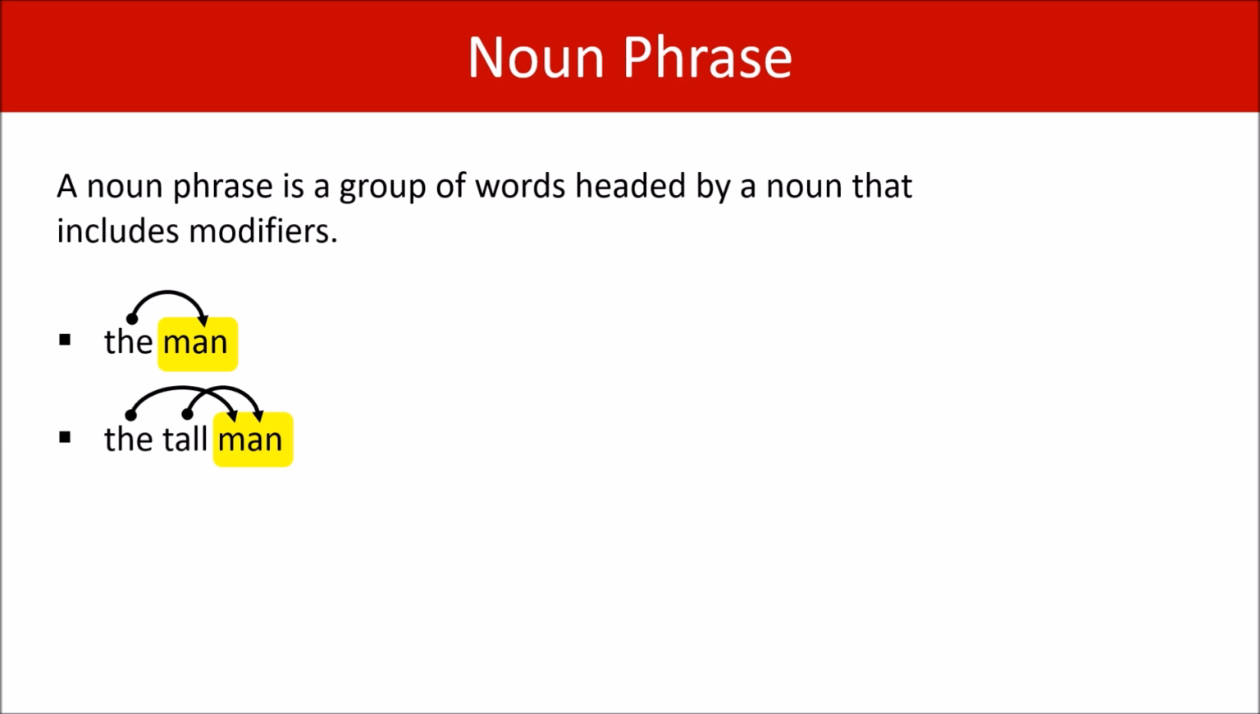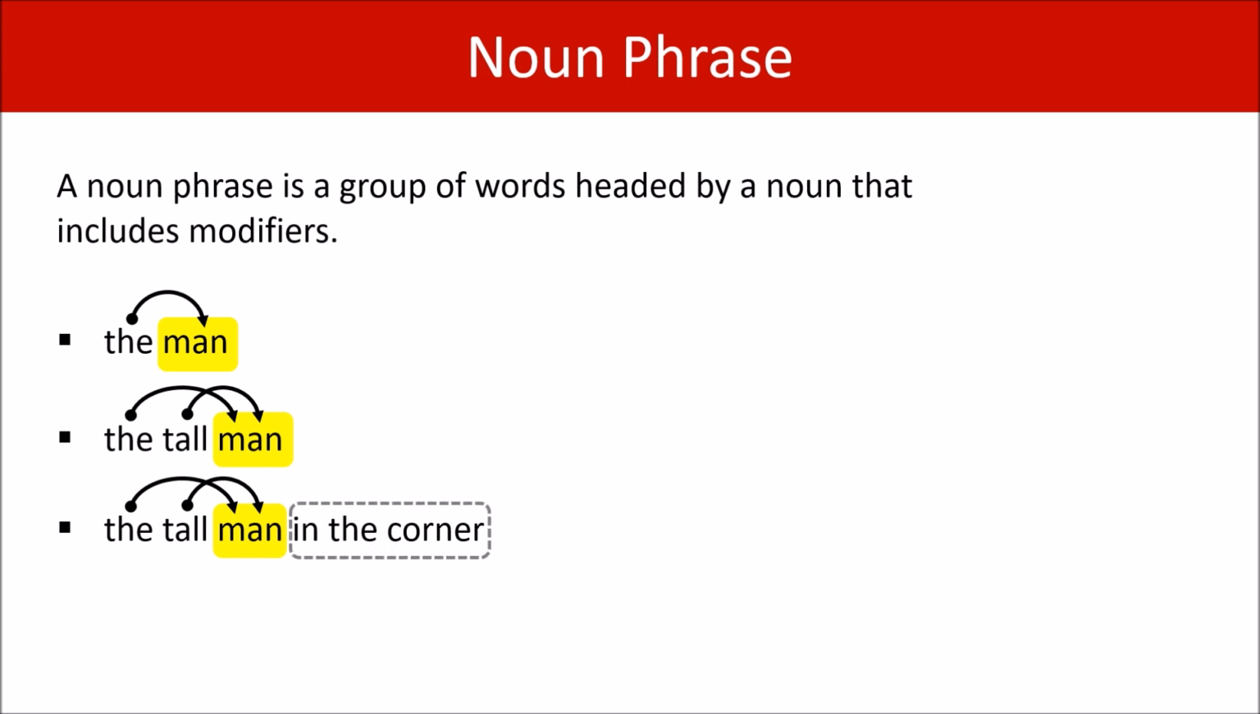The tall man in the corner. Well, the noun phrase is headed by man again. It is modified by these, but it is also modified by this. This is called a prepositional phrase, and they usually appear immediately after the head noun. But you can see how it modifies the word man, because it tells us which man. Therefore, it's a modifier.